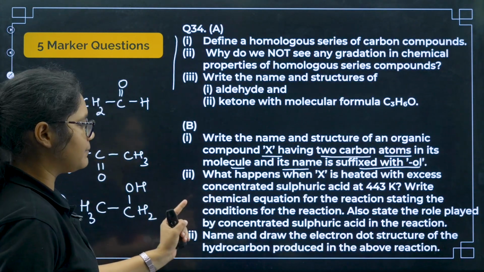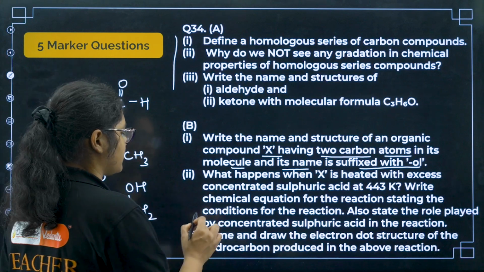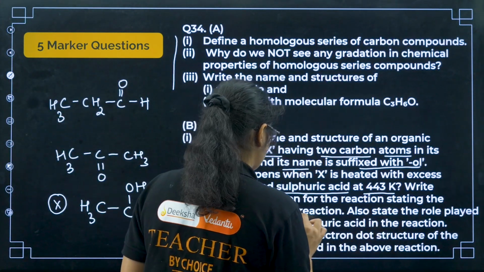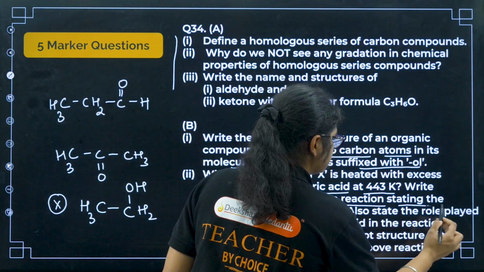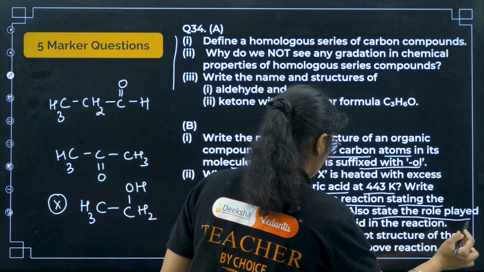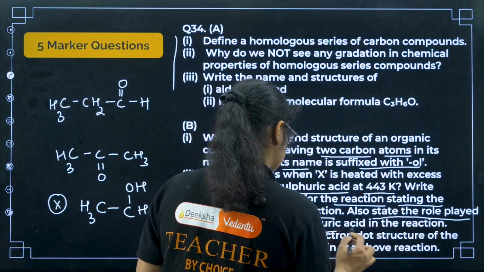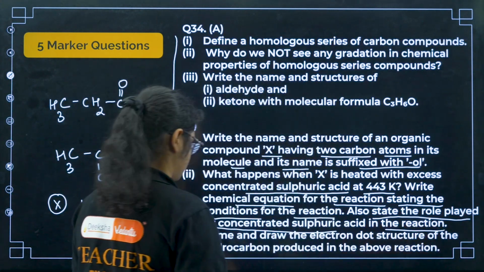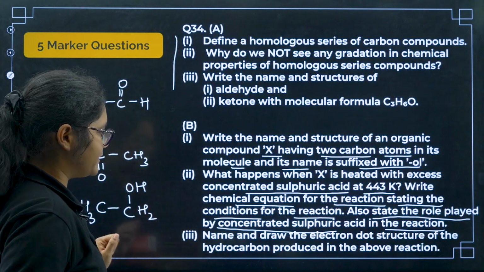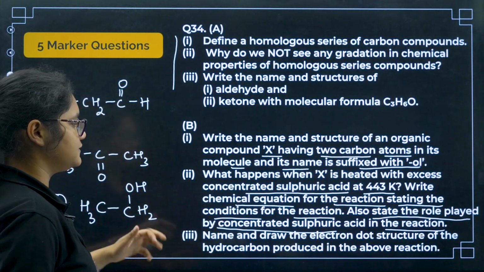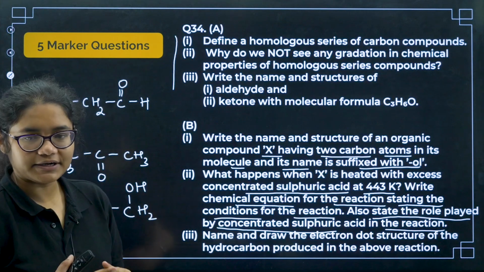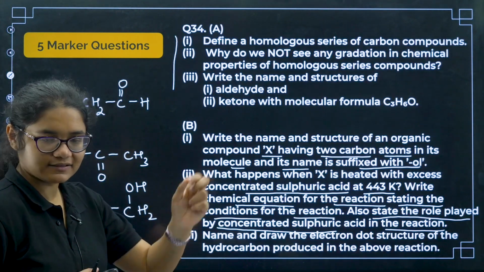Okay, so what happens when X is heated with excess of concentrated sulfuric acid at 443 Kelvin? Write the chemical equation for the reaction stating the conditions for the reaction. Also state the role played by the concentrated sulfuric acid in the reaction. Okay, so lengthy question. So first of all, what happens when X is heated with excess of concentrated sulfuric acid? You have to write dehydration takes place and alkene is formed. You have to write the statement.